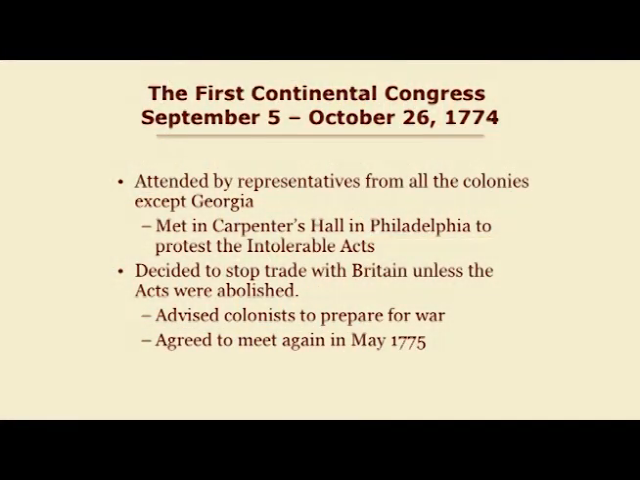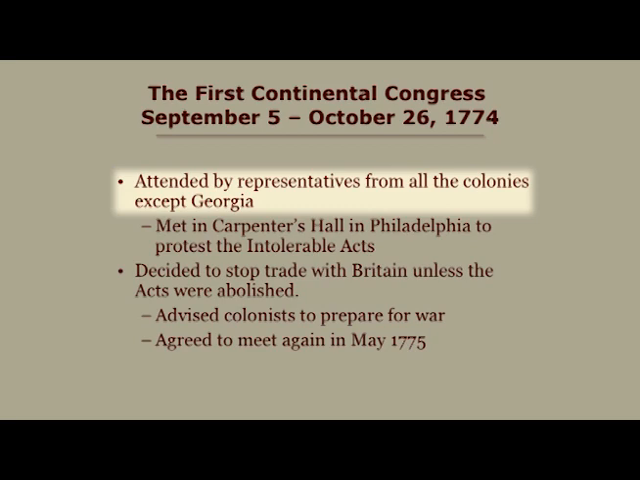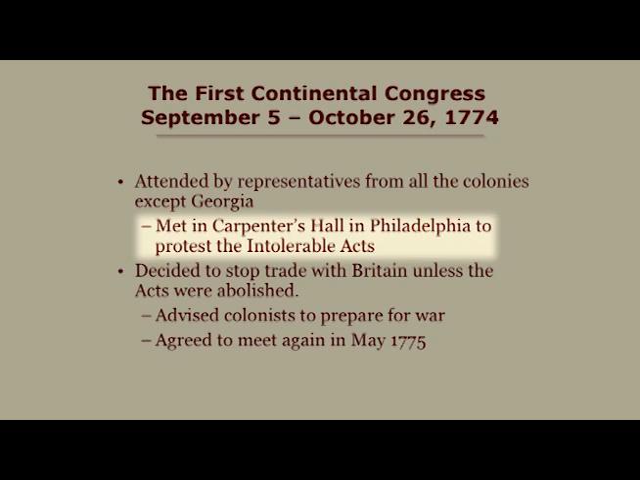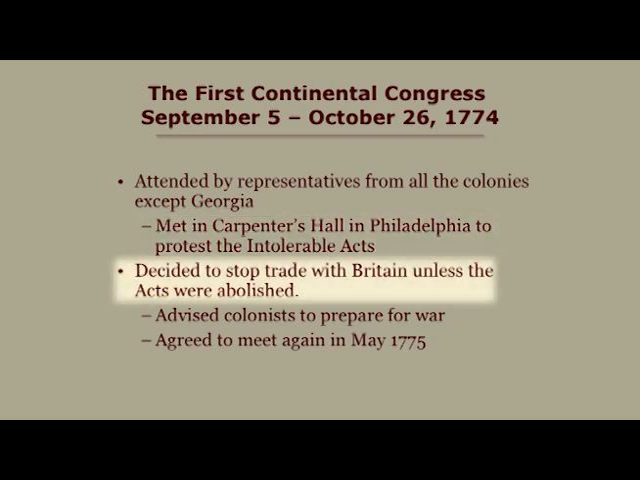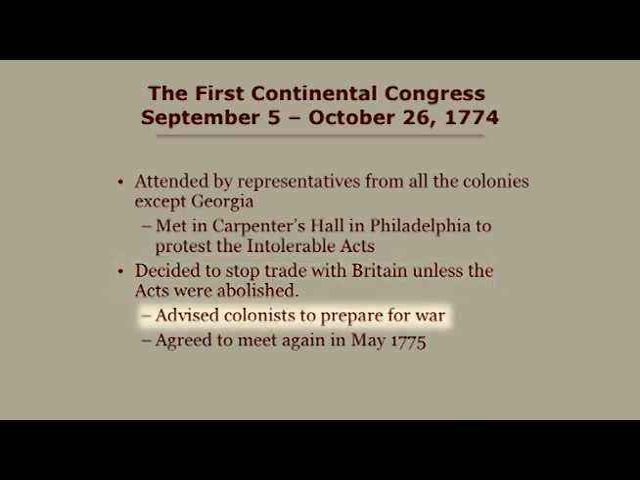In that setting, a group of representatives from each of the colonies got together and formed the First Continental Congress. They met from September 5th to October 26th in 1774. All of the colonies were represented except Georgia, and they met in Philadelphia to decide what to do about these intolerable acts. They decided to stop trade with Great Britain. Now we would call that a boycott. And they also decided to prepare for war because they could see the inevitability of a conflict coming with Great Britain. They decided to meet again in May of 1775.